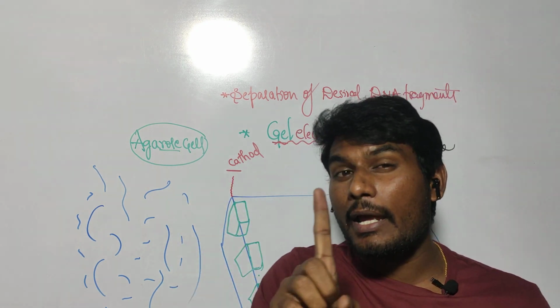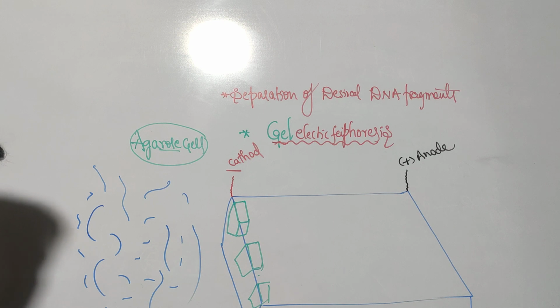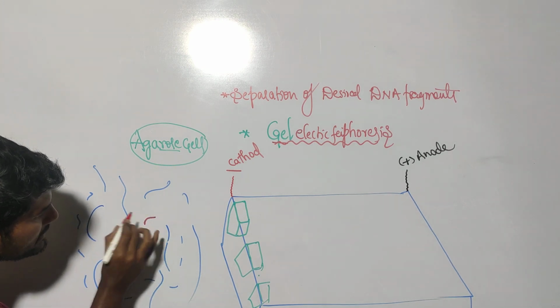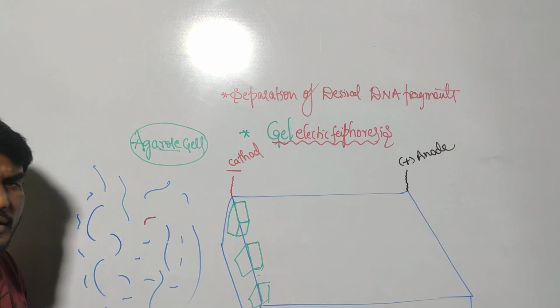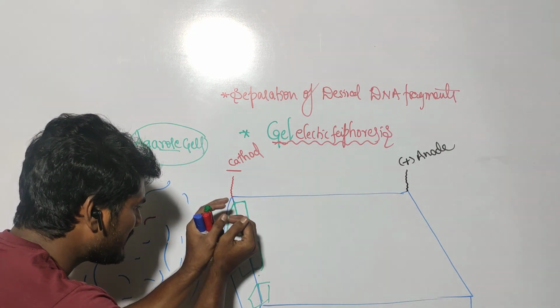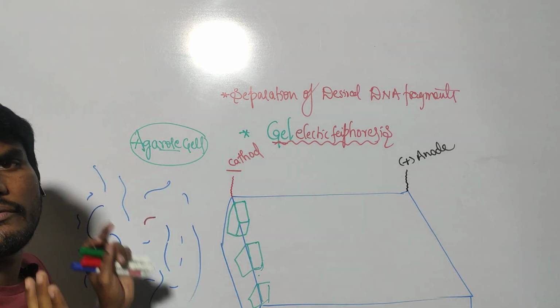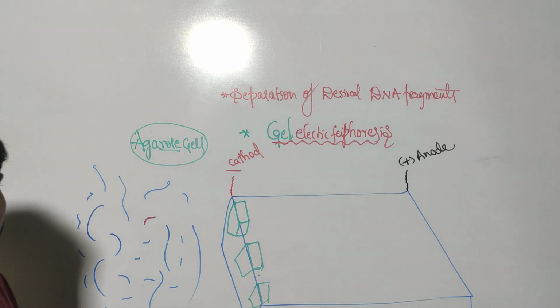Among these fragments, I want only one fragment, which is known as the gene of interest. Imagine this is my gene of interest fragment. All the fragments we have to place inside the wells. Throw them in the well, and switch on the electric field.